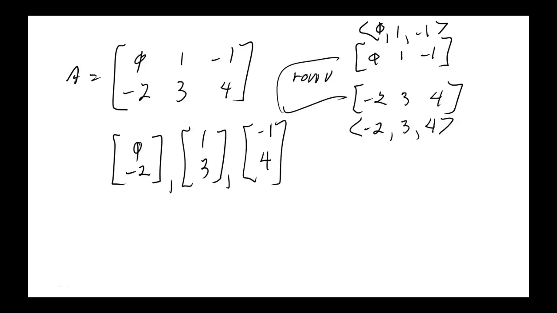The column vectors are vectors in Rm, because you have that many tuples in them. Three-tuples for the row vectors, two-tuples for the column vectors. Okay, this leads to the following definitions of row space and column space of a matrix.